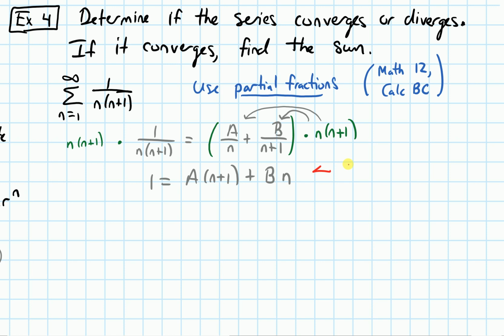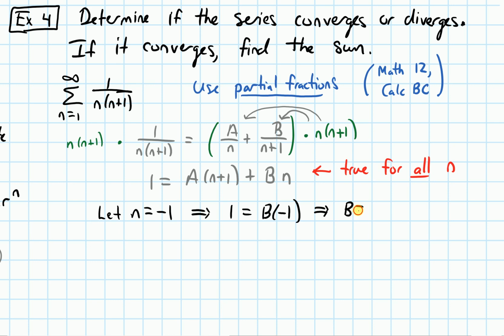This equation needs to be true for all values of n, which means I can plug in certain specific values of n that will let me simplify this. For example, if we let n equals -1, what does that give us? It needs to be true for n equals -1 in particular. Well, I get 1 on the left. On the right-hand side of the equation, I will end up with just b times -1.